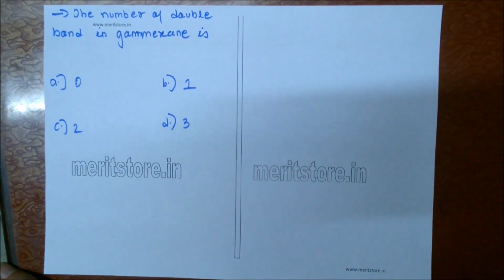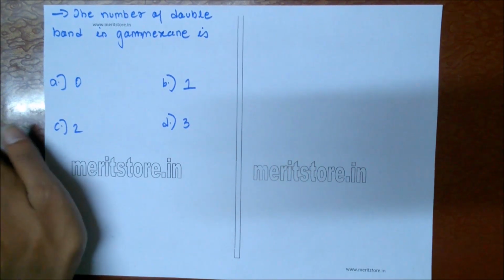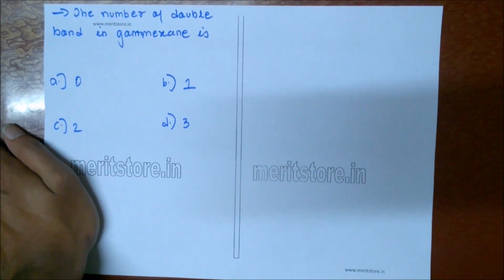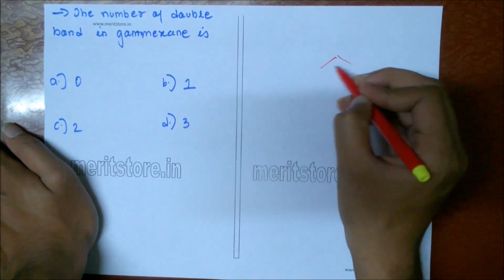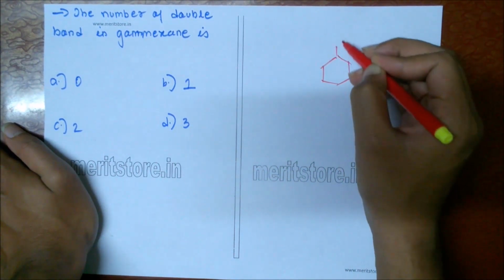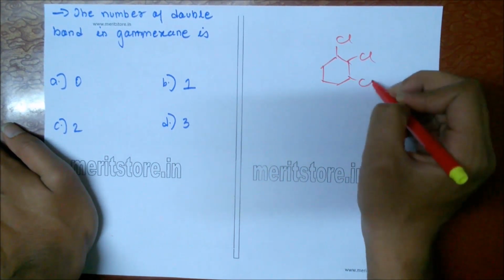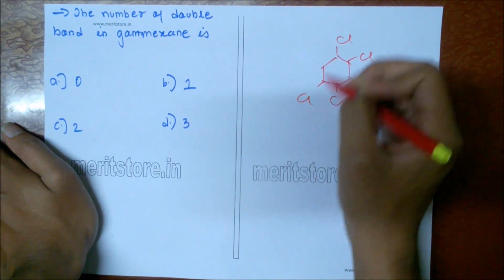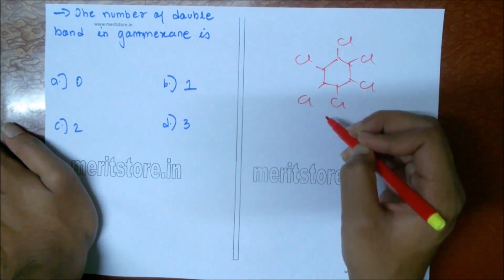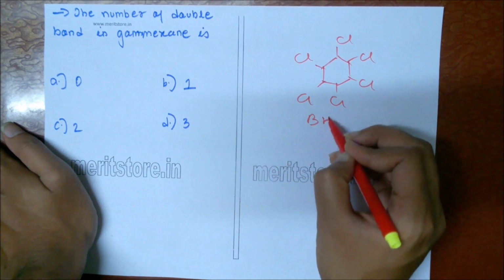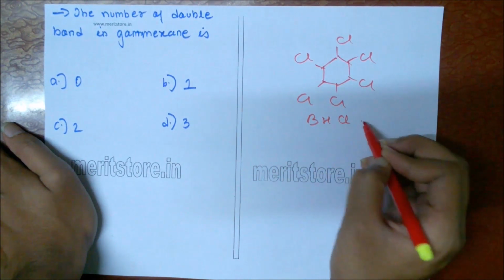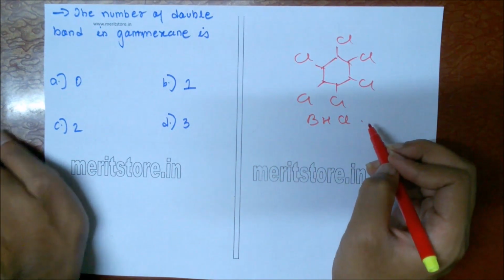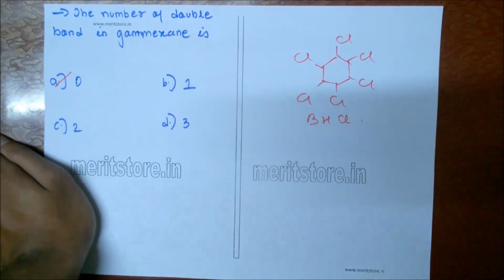The number of double bonds in gamma-hexane is: gamma-hexane is represented as a benzene ring with 6 chlorine atoms attached to each carbon. So this is also known as benzene hexachloride. It has no double bond in it. So option A is the correct answer.